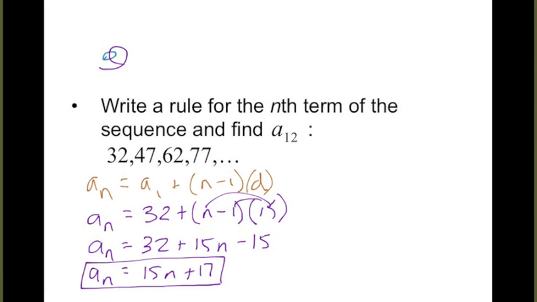So yesterday we would have known, because we're adding the same thing over and over, our rule would have to be some kind of a multiplication, so like 15 times n. But then we would have had to figure out what do we need to do to get the right numbers out of it. Here we don't have to guess about adding 17. The second part of this question says, what comes 12th in line then? So we'd want to plug 12 into this rule. And when we plug in a 12 for n, we get 197.